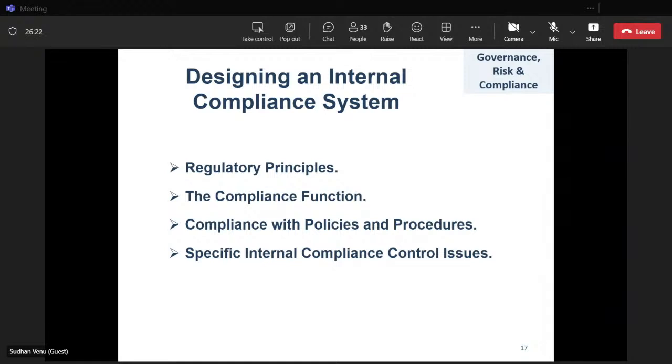Okay, all right. In this chapter, we are going to look at designing an internal complaint system, and we are going to see four topics: regulatory principles and the complaints function, complaints policies and procedures, and specific internal complaints control issues that we are going to handle.